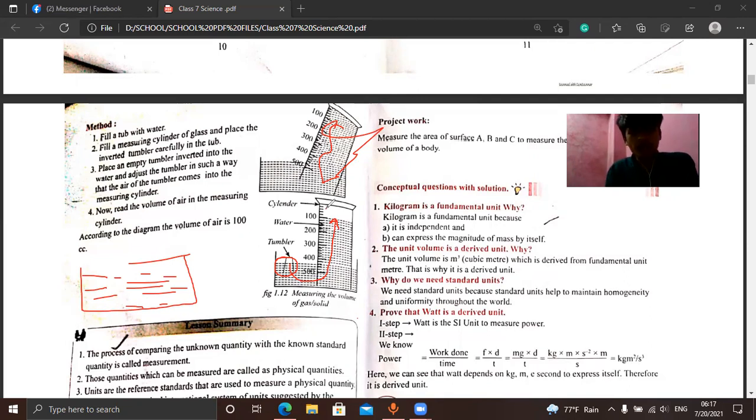Now you will think, where has the water of this surface gone? There was water at the beginning. If you look here, there is water. Where has it gone? Look here in the tumbler. It has gone to the tumbler, and the air of the tumbler has gone to the cylinder. Now you can take the reading. What is the volume here? 100 cc. Okay, you can take the reading like this.